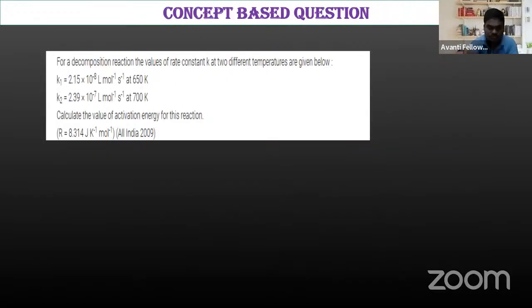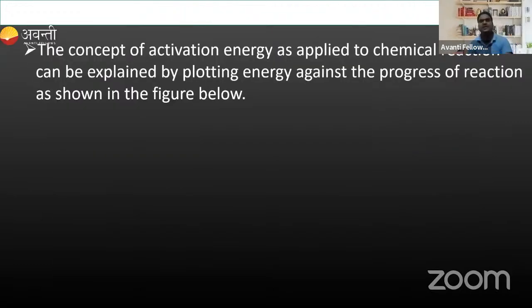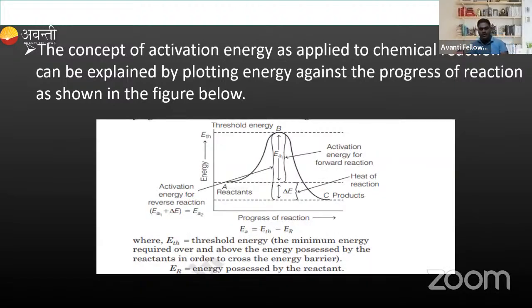Now, the concept of activation energy as applied to a chemical reaction can be explained by plotting energy against the progress of reaction, as shown in the figure below. This is all about the threshold energy and related things. From this graph, you get to know many important things. This is the reactant, A, and it wants to convert into the product, C, through an intermediate, B. This is called the threshold energy. This is the minimum energy that must be possessed by any reactant to get converted into the product. So what is happening here?